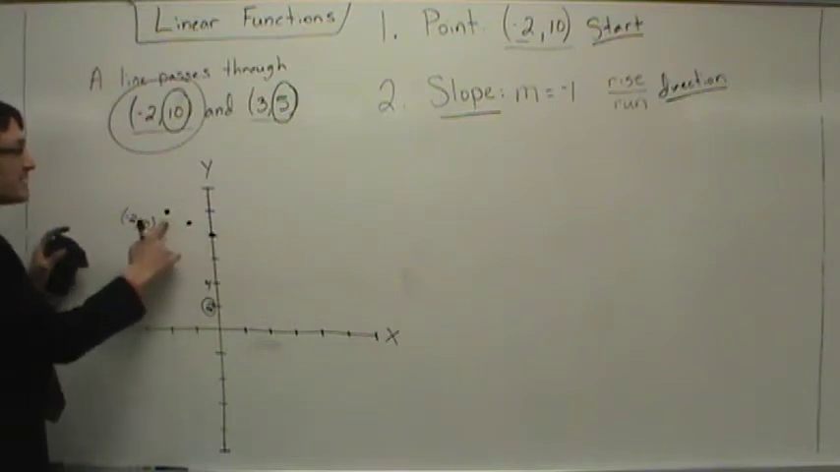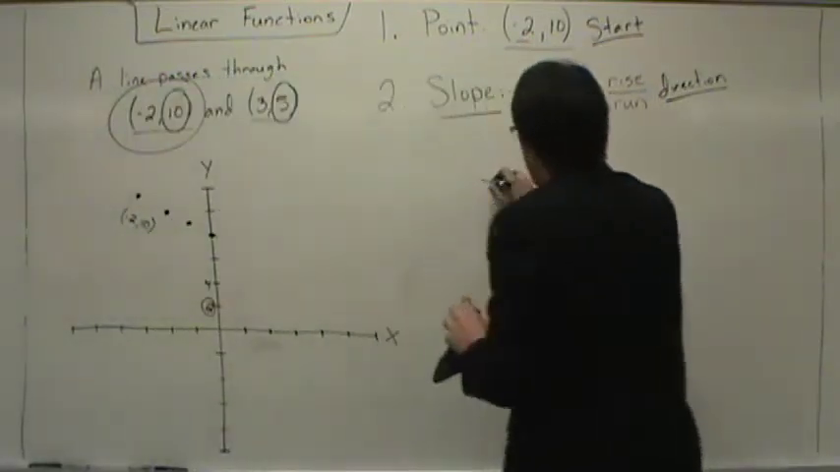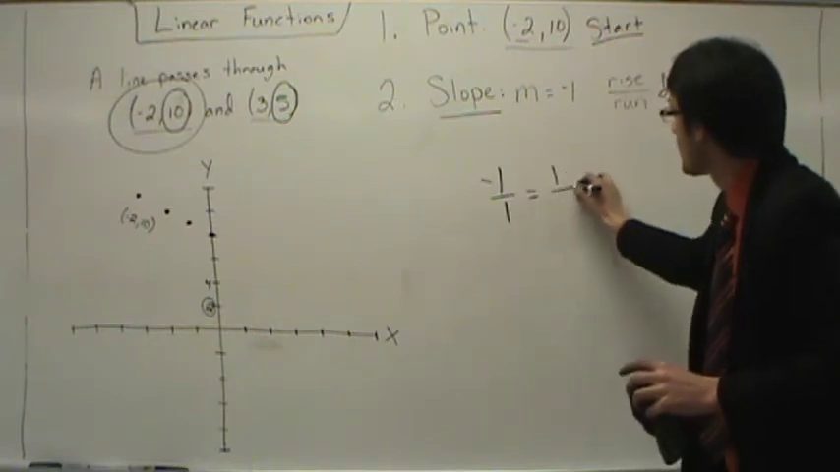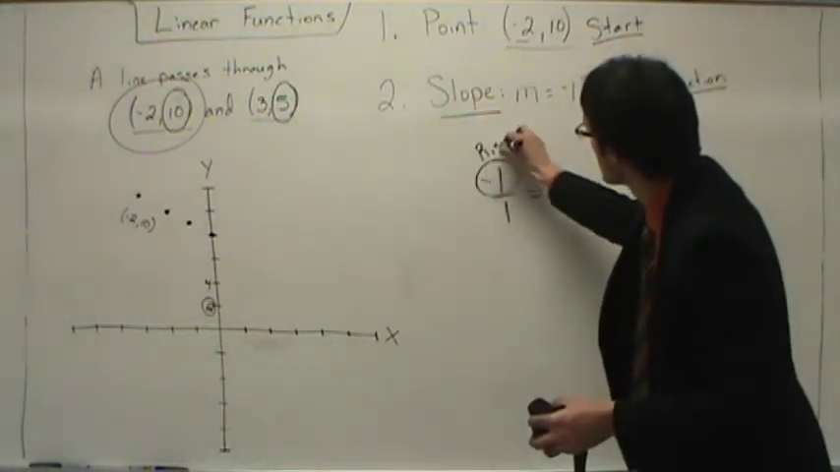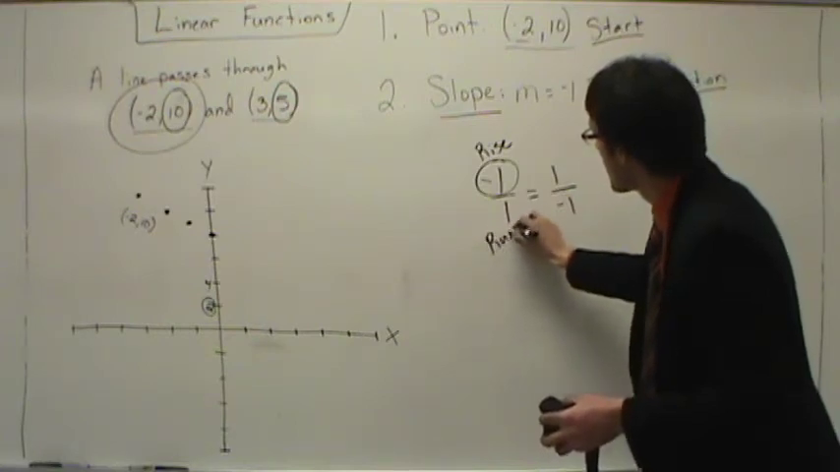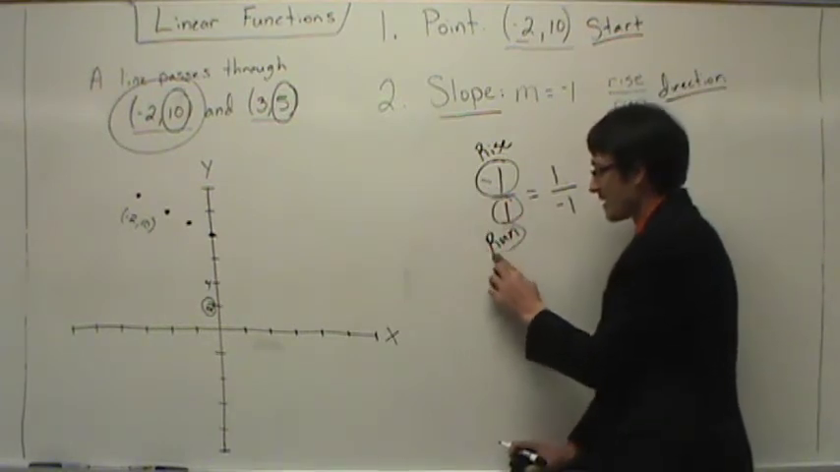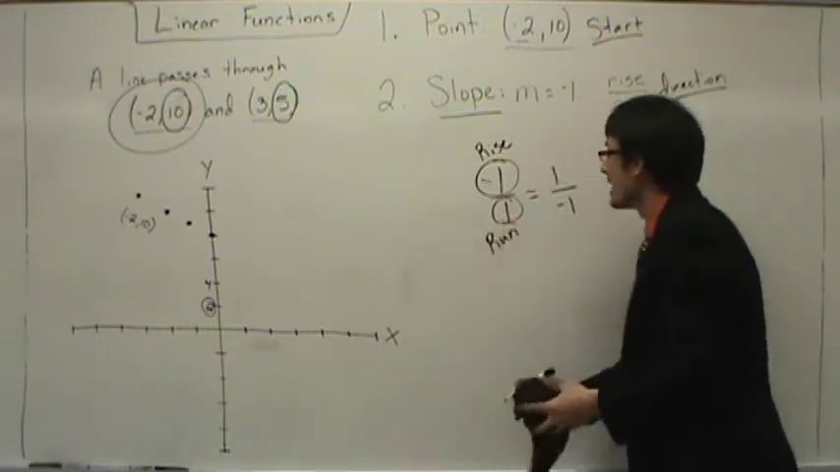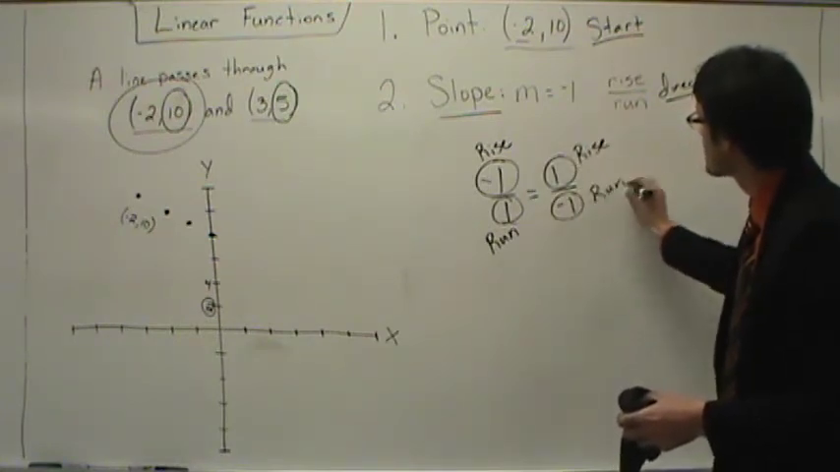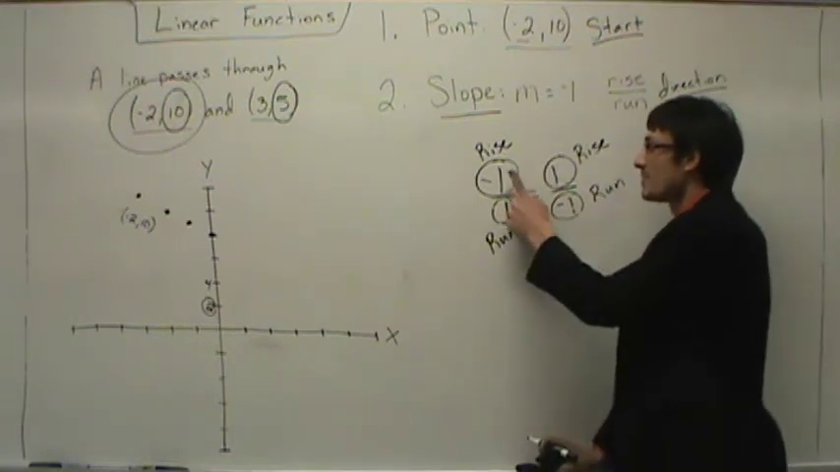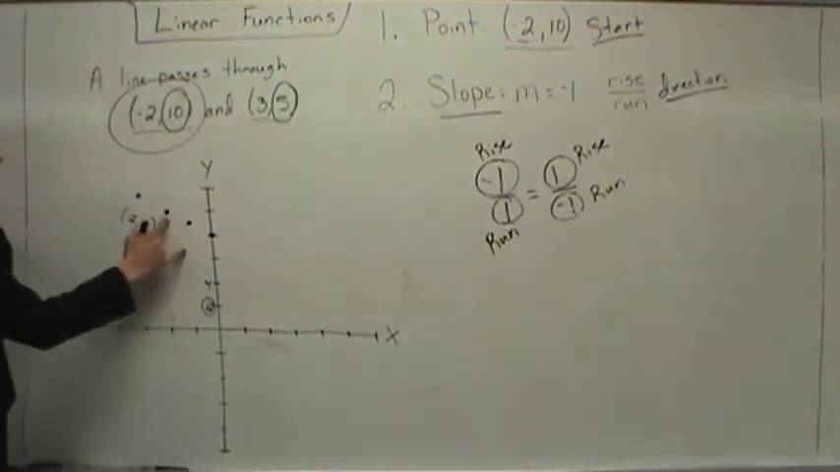Okay, yesterday I said going down 1, right 1 is the same as going up 1, left 1. So to go up 1, left 1, notice, can negative 1 over 1 be written as positive 1 over negative 1? The answer is yes. We can move the negative to the denominator. So here we have a rise of negative 1 and a run of positive 1. So we say go down 1, right 1. Here, if we move the negative to the denominator, our rise is positive 1, and our run is negative 1, and we know that these two values are equivalent. So to go down 1, right 1, is the same as to go up 1, left 1.